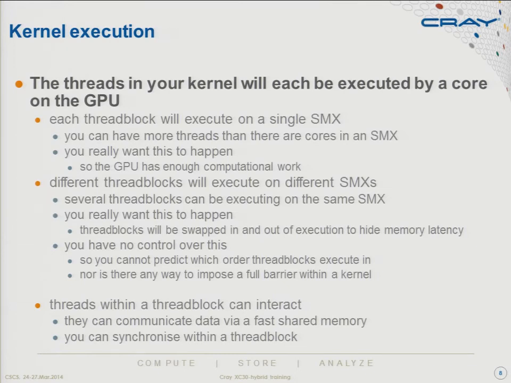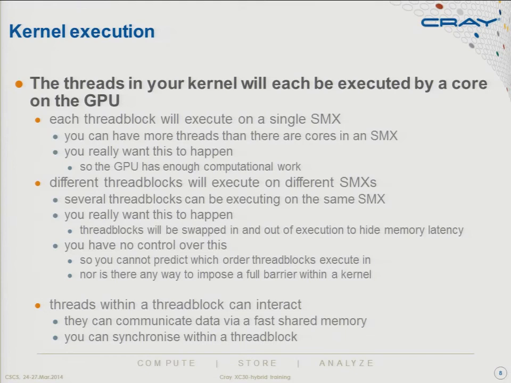Each thread block will be sent to a single SMX where it will be executed. It won't move anywhere else. You can have more threads than there are cores in an SMX, and it will just work its way through them. It'll do them in chunks until it has executed all the threads. You really want this to happen because you want the GPU to have enough computational work. Simply because there are however many cores in an SMX, and I forget the exact number, but there's 64, 128, that doesn't mean that you only want 64 threads. You want a lot more than that in your thread block.